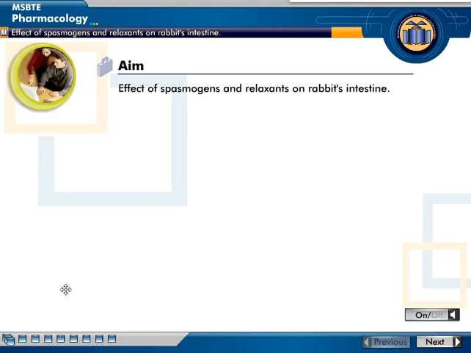Next experiment. The aim of this experiment is to study the effect of spasmogens and relaxants on rabbit's intestine.